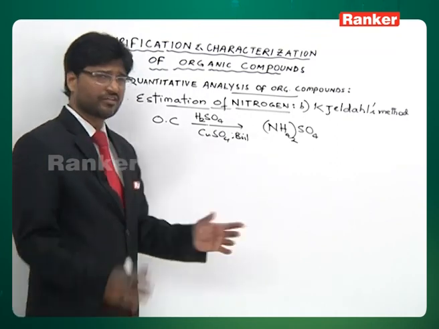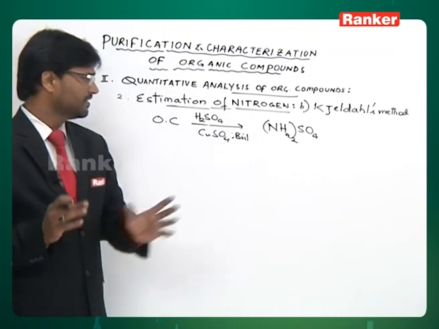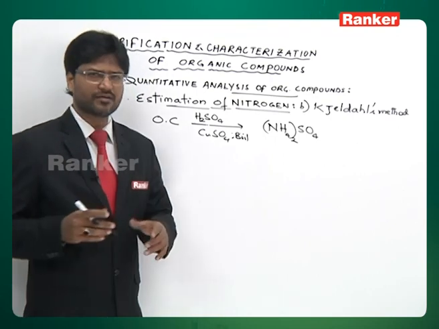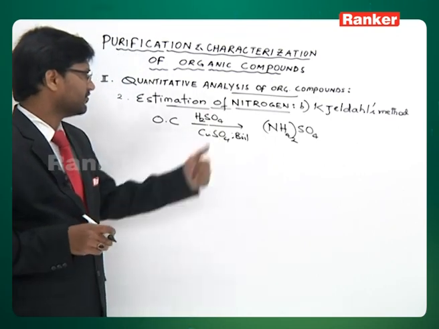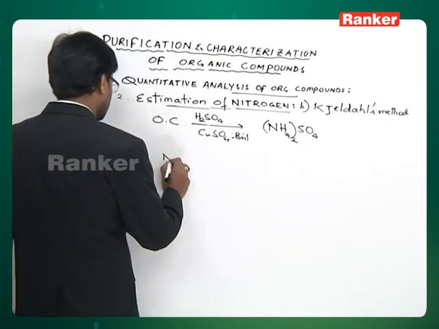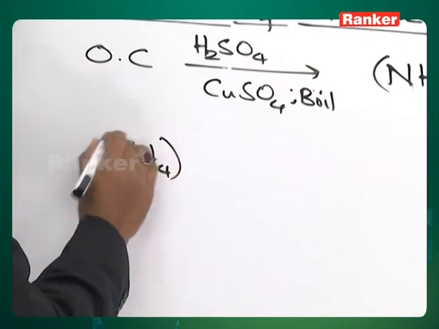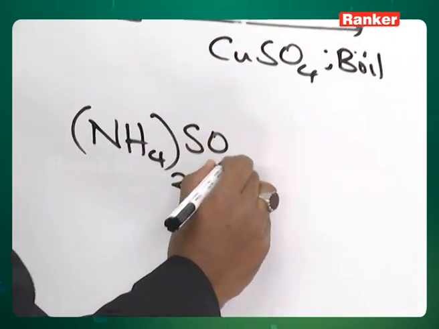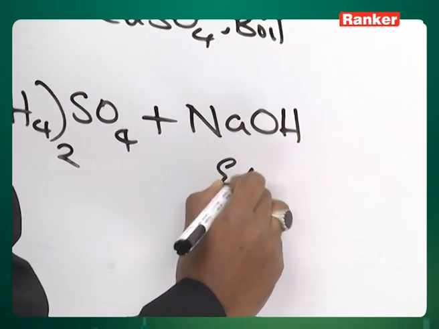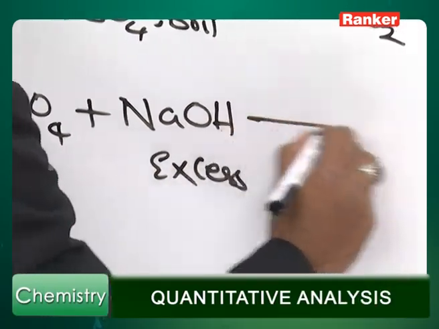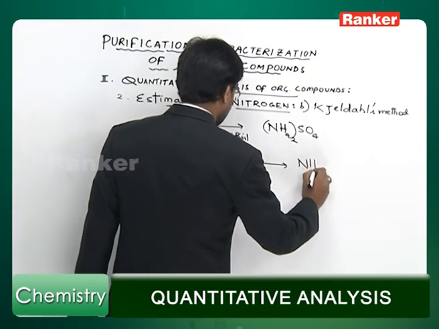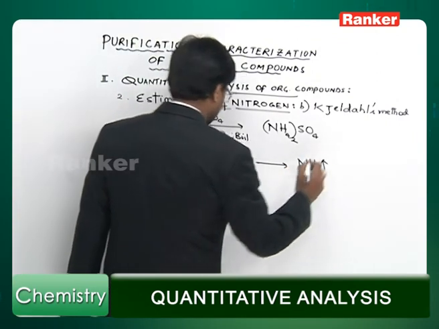Under these conditions, all the nitrogen present in the organic compound will get transformed into ammonium sulfate when you boil the organic compound with excess of concentrated sulfuric acid. Now, the next thing you should do is add alkali, excess of sodium hydroxide, and all the ammonium sulfate will give ammonia gas.